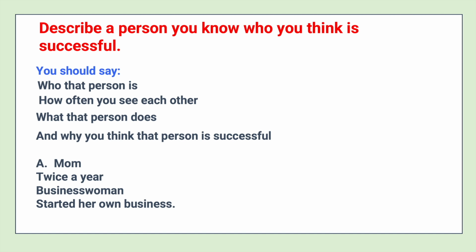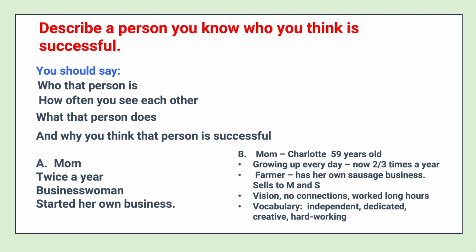So now let's look at notes B. So instead of saying just mum, what could you say? Her name is Charlotte, she's 59 years old. How often do I see her? Well, growing up I saw her every day, but now I see her maybe 2 or 3 times a year, often around Christmas, because we live in different countries. Instead of businesswoman, what could I say?